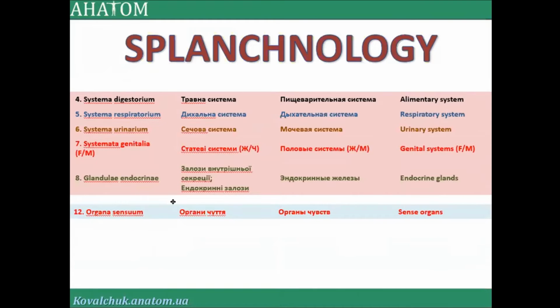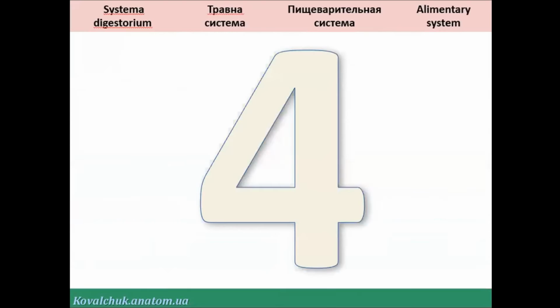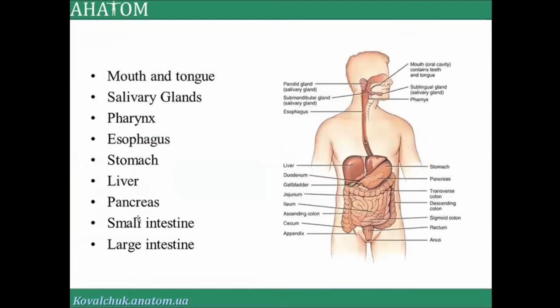Next one, it's a big part of splanchnology. Splanchnology has some systems. First, it's the digestive system. Digestive system, you know about organs, yeah. First, the mouth, in the mouth present tongue, plus salivary glands. How many salivary glands? Please write it now in the chat. Who has some information about salivary glands?